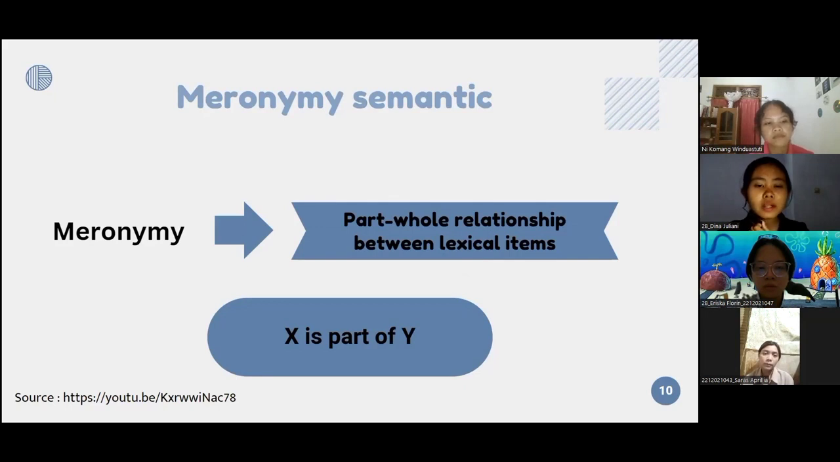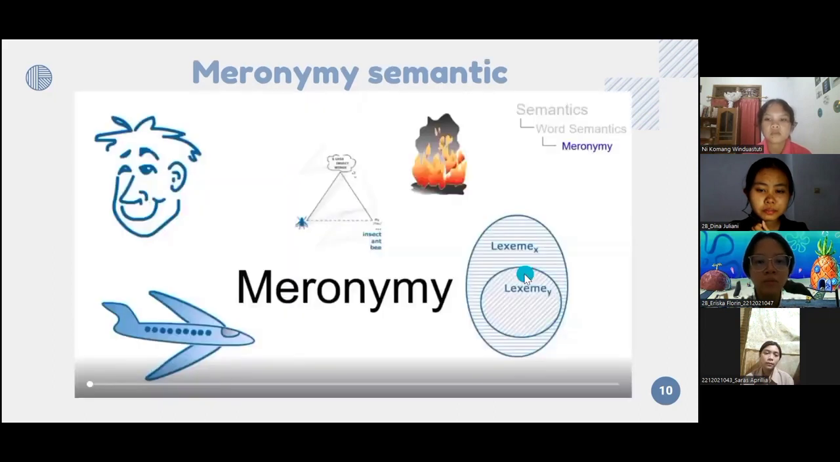So meronymy is the part-whole relationship between lexical items. In this theory, we can see it as X is part of Y. To help you understand more, let's watch the video in the next slide.